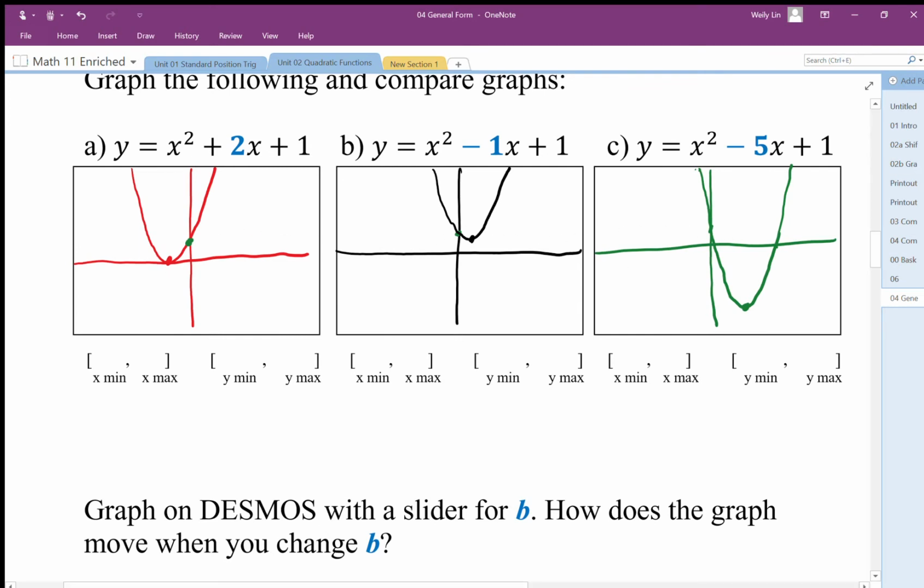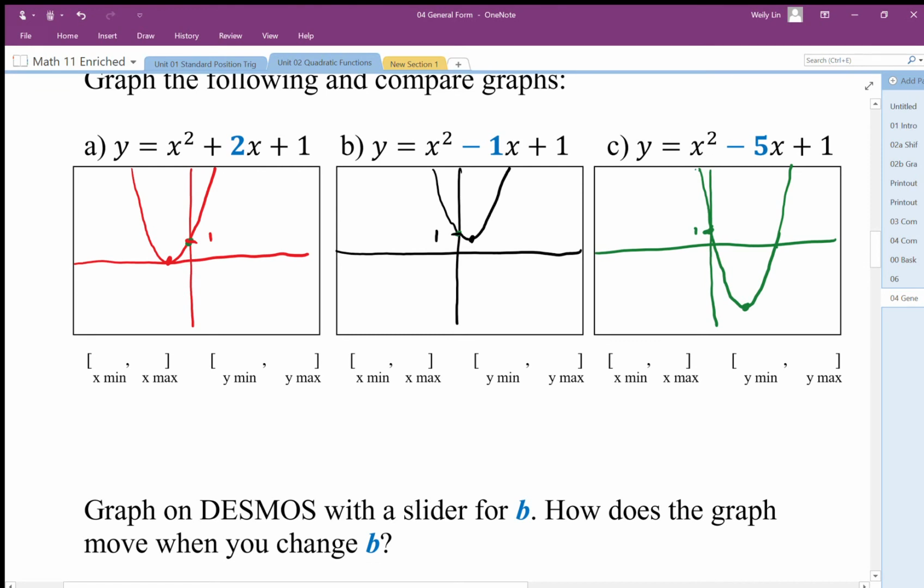Y-intercepts are all the same. They all have a y-intercept of +1. There's 1 here, +1 here, and this one also is +1. But the vertices all are in different places. So it's not really that evident what it does. It's really hard to kind of tell, but it does affect the vertex somehow.